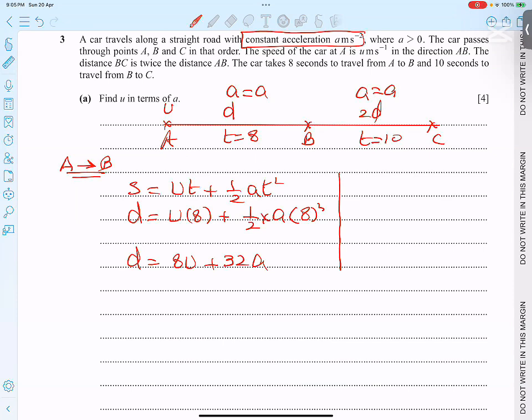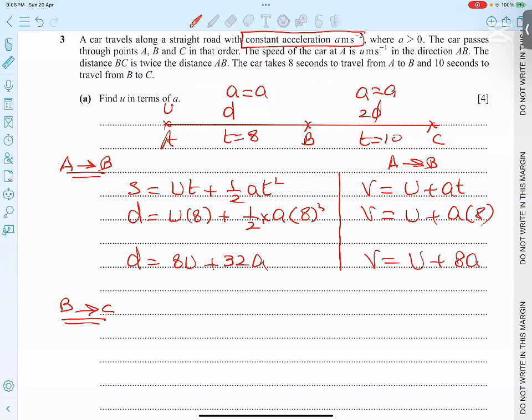Now look at this, students. Can I apply the same formula from B to C? No, one problem we are facing. What problem? You don't have a U for this, because here we have U as the starting velocity. Do we have a starting velocity here? No, we don't. But we can use this data and get the final velocity of the first stage, which will become the starting velocity of the second stage. So let's apply the formula V equals U plus AT, and I'm applying this from A to B. U is U, acceleration is A, and the time is 8. So V equals U plus 8A.